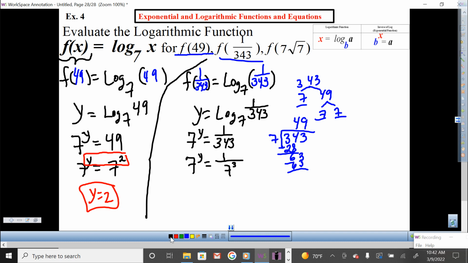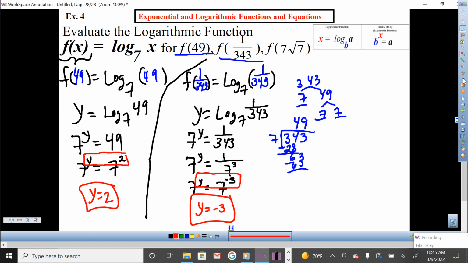All right. Pass someone. Erica. 7 to the y equals 7 to the negative 3. Yes, because we did the reciprocal. Therefore, focus on the exponent. So y equals negative 3. Ooh, let's go. Pretty good, yeah? All right.